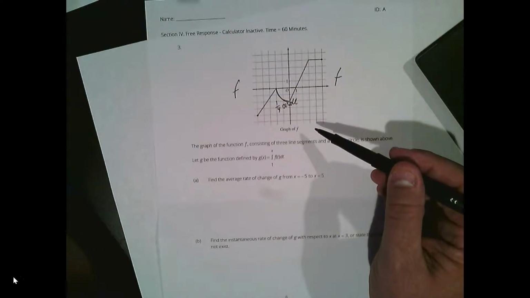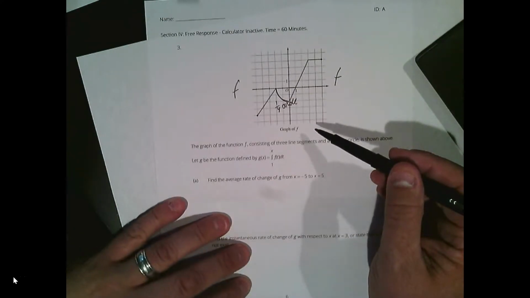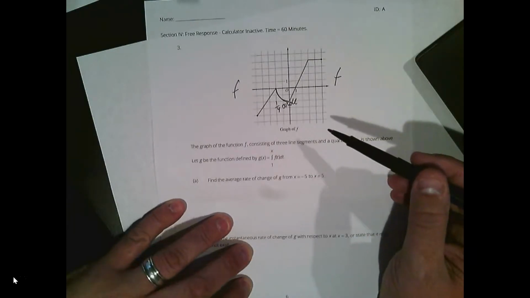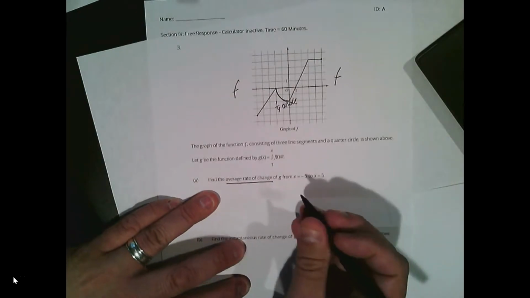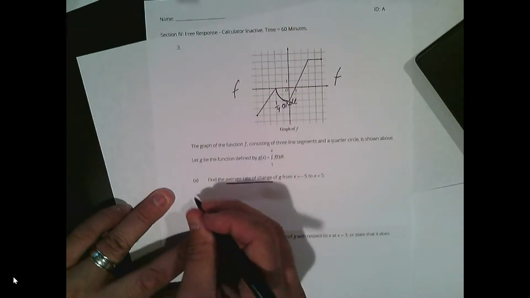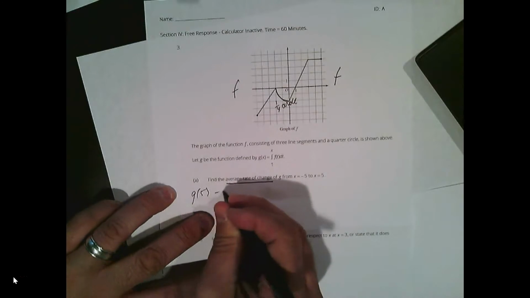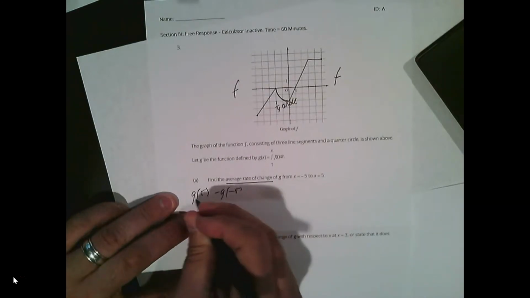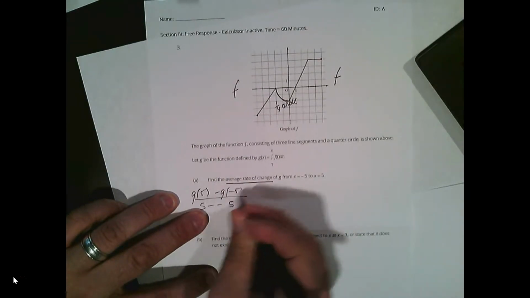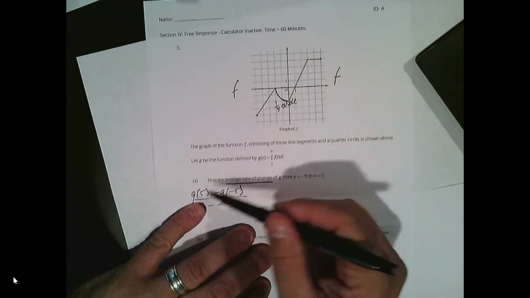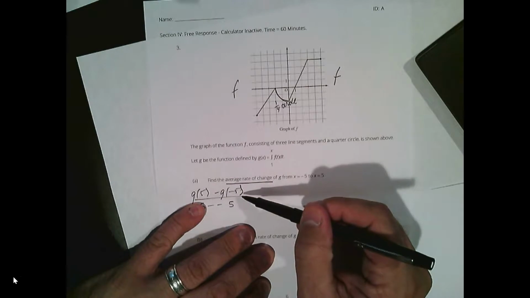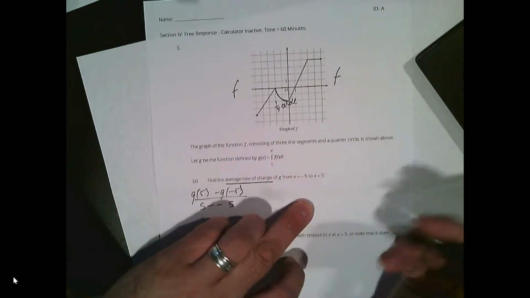In part A, find the average rate of change of g from x equals -5 to x equals 5. Well, average rate of change just means slope. And in a calculus class, we're going to do g of 5 minus g of -5 divided by 5 minus -5. That means I need to know the value of g of 5, the value of g of -5, and then divide all of that.